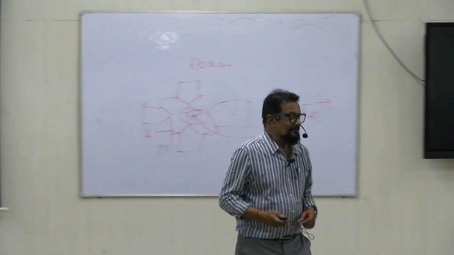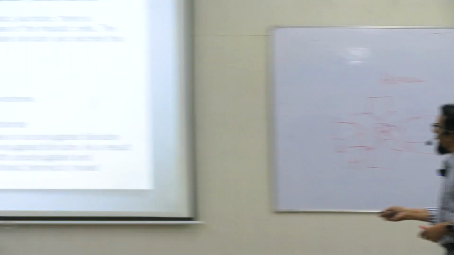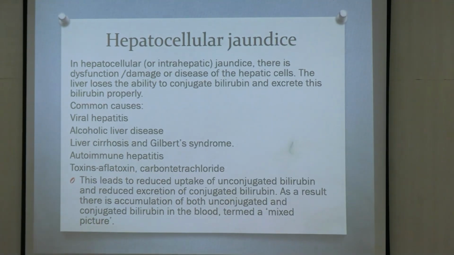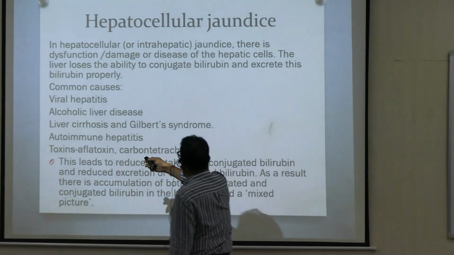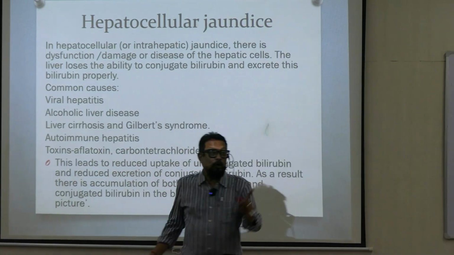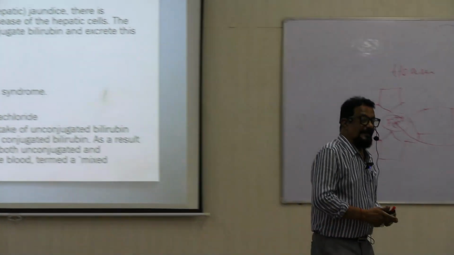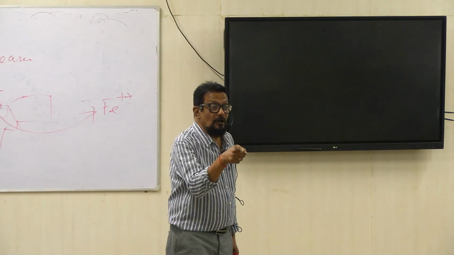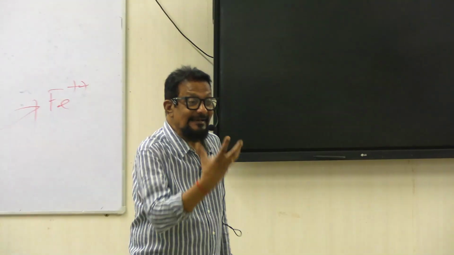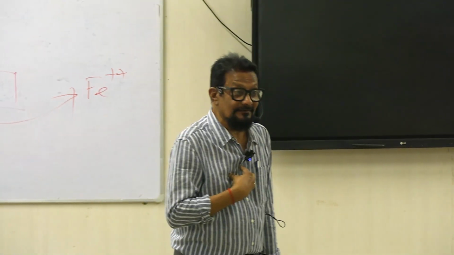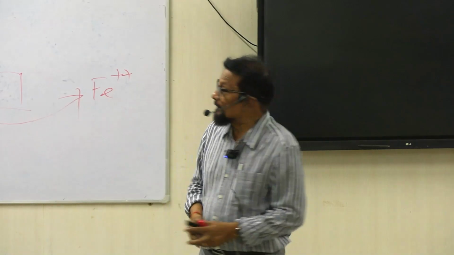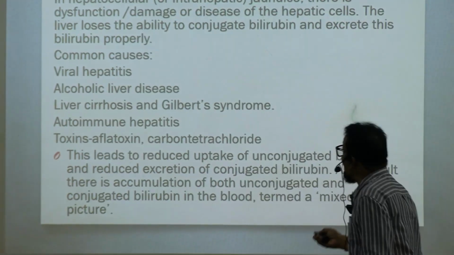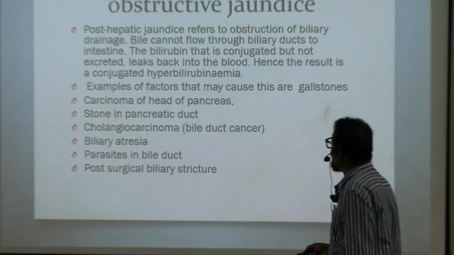Hepatocellular jaundice. Okay, I'll explain this. Hepatocellular means a problem within the liver. One is viral hepatitis, alcoholic liver disease, cirrhosis of liver, Gilbert syndrome. Autoimmune disorders, not only skin, they can affect knees, synovial joints. It can attack the valves of the heart. So they can attack any tissue of our body. And different types of toxins can develop hepatocellular jaundice.